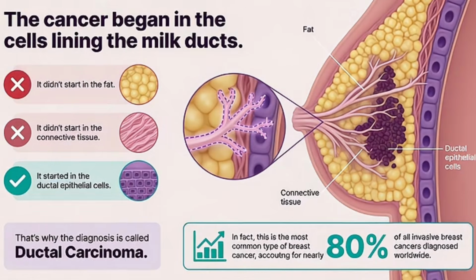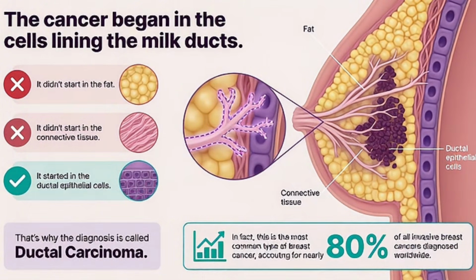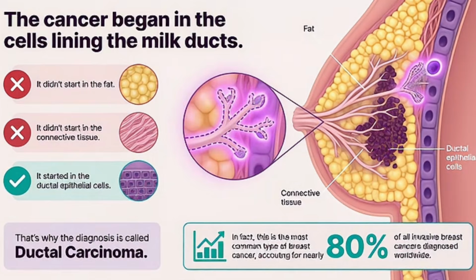The cancer began in the cells lining the milk ducts. It didn't start in the fat. It didn't start in the connective tissue. It started in the ductal epithelial cells. That's why the diagnosis is called ductal carcinoma.